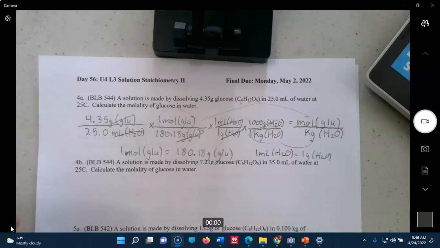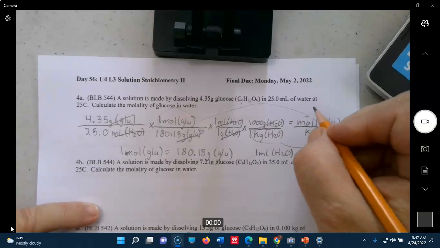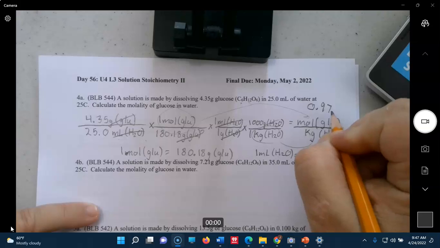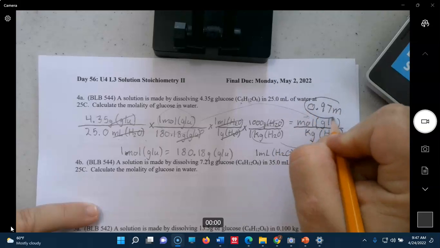Okay, so we're going to multiply 4.35 times 1 times 1 times 1,000 divided by 25 divided by 180.18 divided by 1 divided by 1, and that gives us 0.97. So our answer is 0.97, and it's molality, so it's small m. That's the final answer.